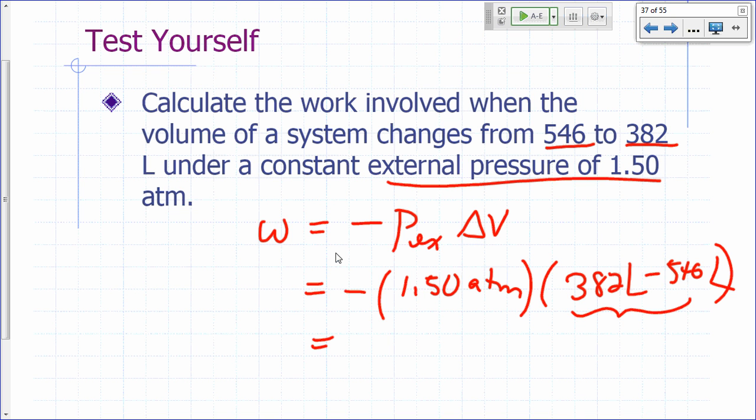So what is this answer? Okay, this is negative, right? And there's a negative in front here, so the whole thing is positive.